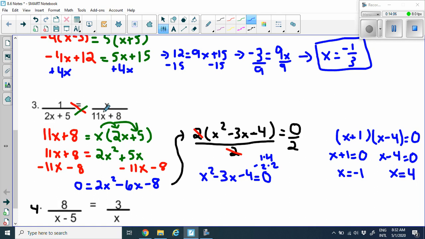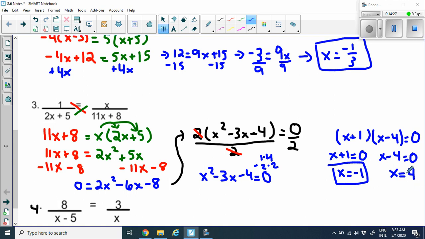Now I'm going to do the same thing in my second. So I do 11 times negative 1. That gives me negative 11 plus 8. That gives me negative 3. So that works, okay, since I don't get 0. So x equals negative 1 is a solution.